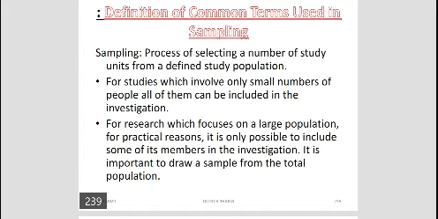For studies which involve only small numbers of people, all of them can be included in the investigation. What you say, all of them can be included in the investigation, means all of them may constitute a sample. That's why you say all of them may be included in the investigation. That is actually the meaning.